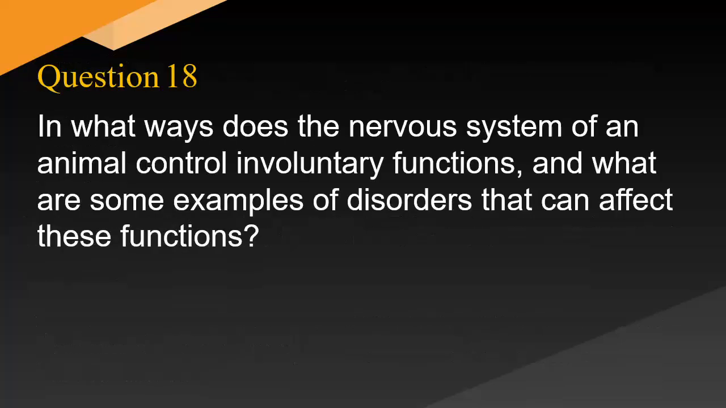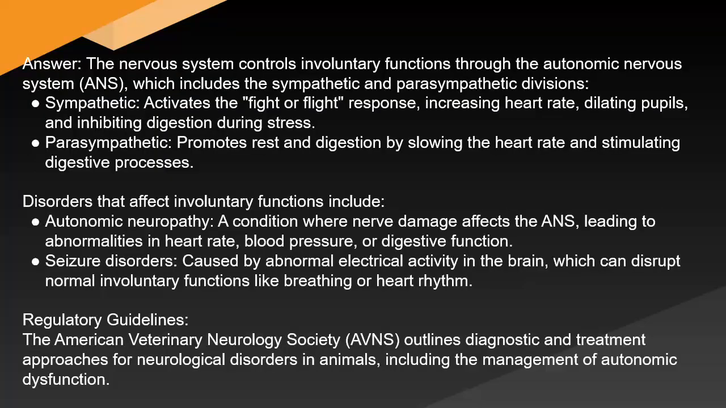In what ways does the nervous system of an animal control involuntary functions, and what are some examples of disorders that can affect these functions? Answer: The nervous system controls involuntary functions through the autonomic nervous system, which includes the sympathetic and parasympathetic divisions. Sympathetic activates the fight or flight response, increasing heart rate, dilating pupils, and inhibiting digestion during stress. Parasympathetic promotes rest and digestion by slowing the heart rate and stimulating digestive processes.